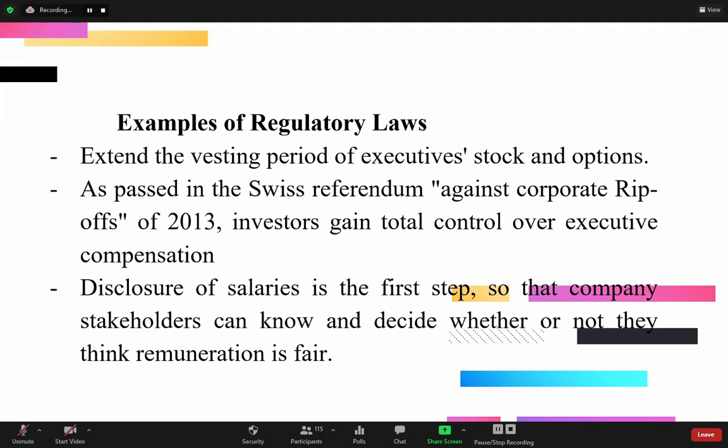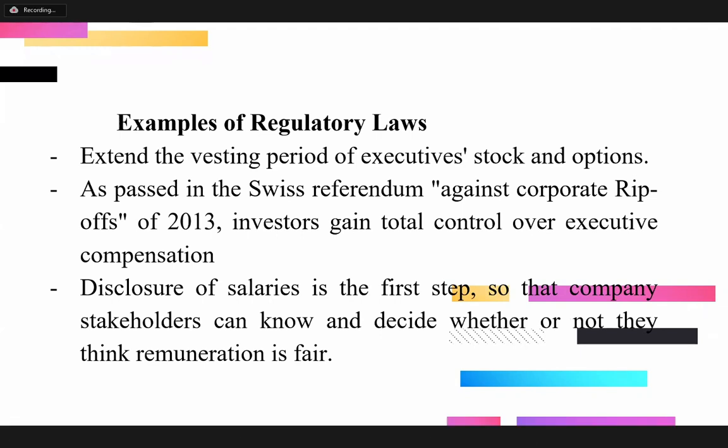So some of these examples include extending the vesting period of executive stock and options. Essentially, current vesting periods can be short, which encourages the managers to inflate short-term stock prices at the expense of long-term value, since they can sell their holdings before a decline happens. So to avoid that, there's been an extended vesting period of executive stocks and options in some countries.